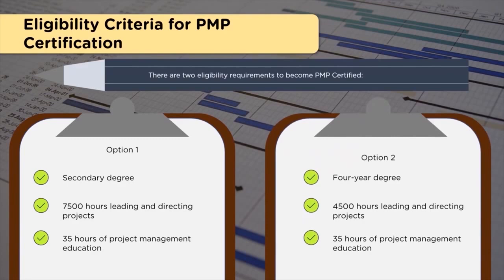Whereas, as we saw in option 1, in option 2 too, 35 hours of project management education is required, and that is from a registered education provider like Simplilearn, as I mentioned earlier. This training, conducted by a registered education provider, will be aligned with PMBOK, the latest edition. So Simplilearn enables people to learn the topics in the PMP framework, and makes professionals ready to appear for the examination and become successful.